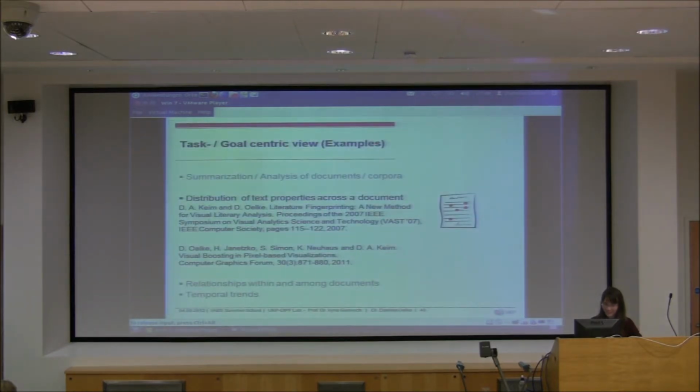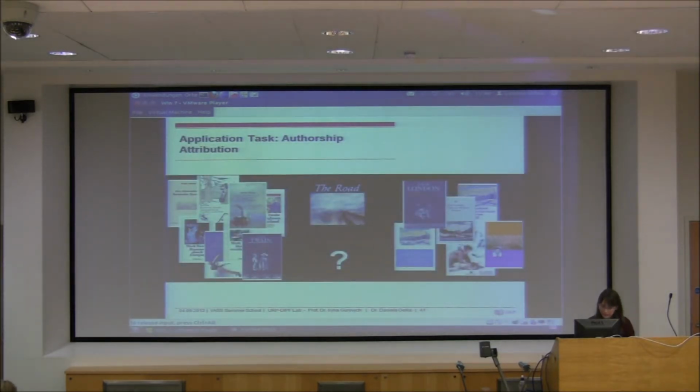Okay, next point, distribution of text properties across a document. In this case, the application task was authorship attribution. So in authorship attribution, the idea is that you have a set of documents, in this case books, of author A and a set of books of author B, and you have one book for which the authorship is disputed. So what you want to do is analyze the writing style of these authors to find out who has most likely written the book of these two.